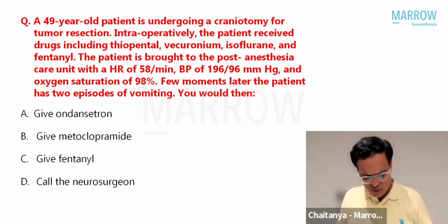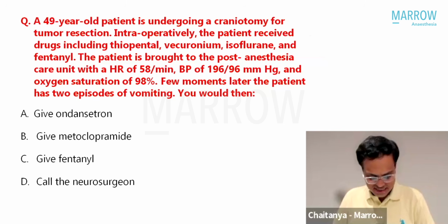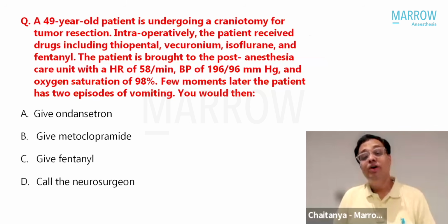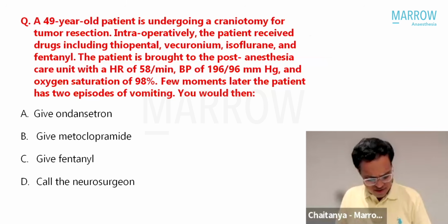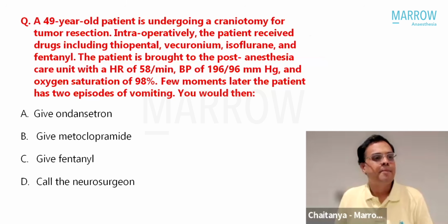A 49-year-old patient is undergoing craniotomy for tumor resection. Intraoperatively, the patient received drugs including thiopentone, rocuronium, isoflurane, and fentanyl. The patient is brought to the post-anesthesia care unit with a heart rate of 58 per minute, blood pressure of 196 by 96, and oxygen saturation of 98. A few moments later, the patient has 2 episodes of vomiting. What would you like to do? Option A, give ondansetron. Option B, give metoclopramide. Option C, fentanyl. Option D, call neurosurgeon.